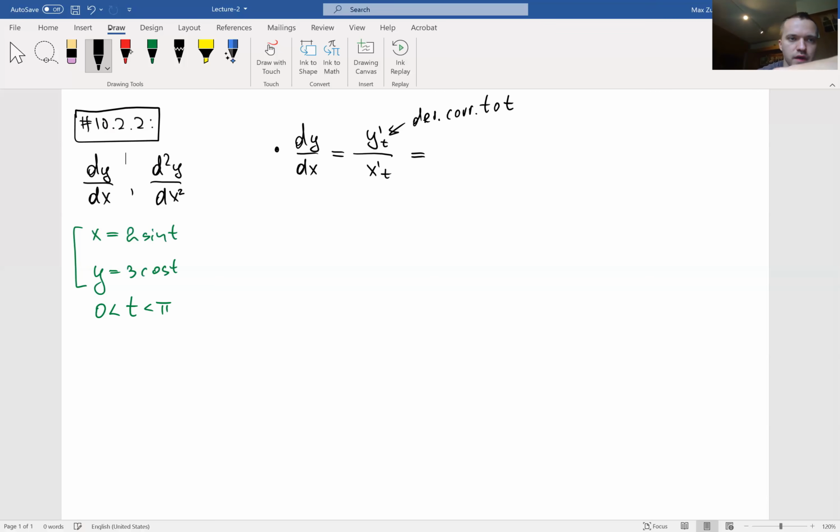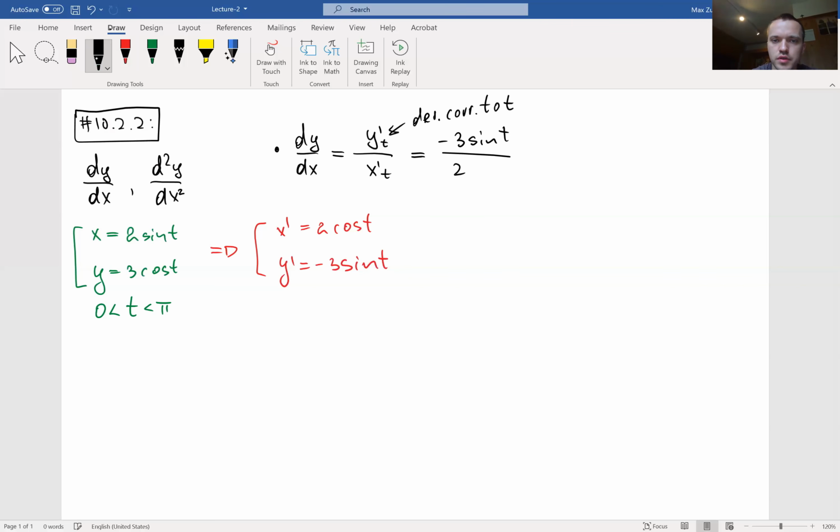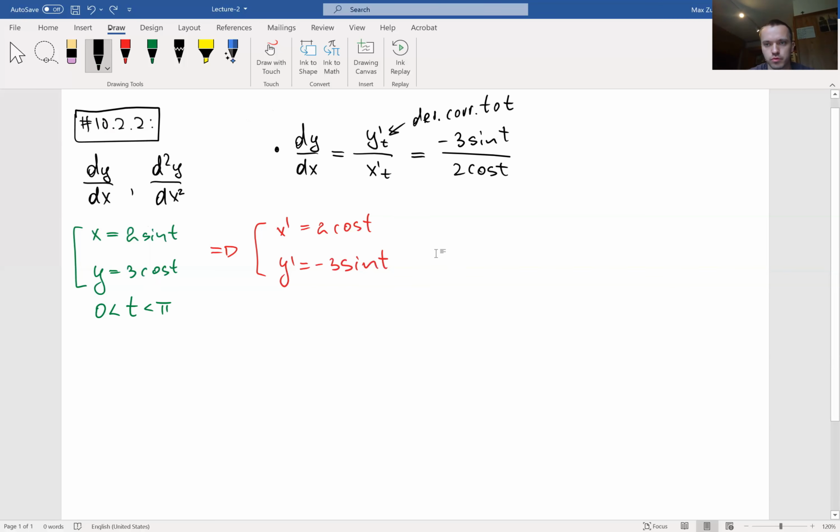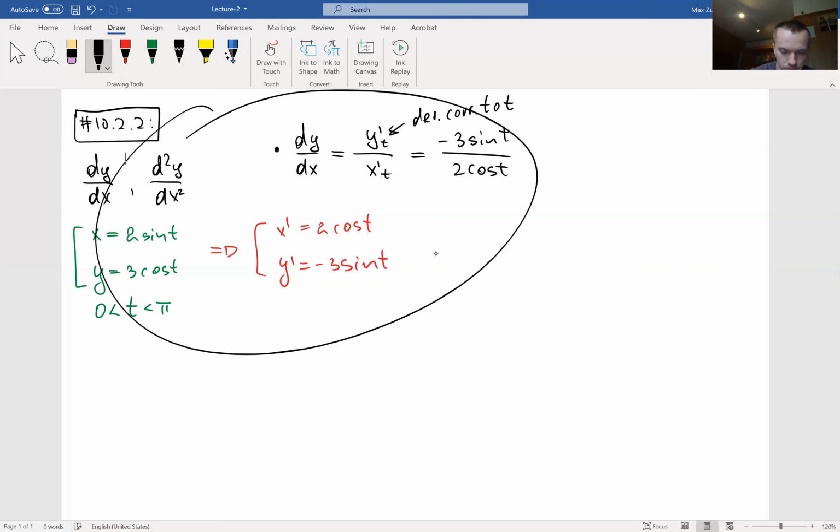Since x is 2 sine t and y is 3 cosine t, x prime is going to be 2 cosine t, and y prime is going to be minus 3 sine t. So from there, my derivative is going to be minus 3 sine t divided by 2 cosine t. By the way, if you don't know how much detail you need to write in your midterms, homework, etc., this style is enough.